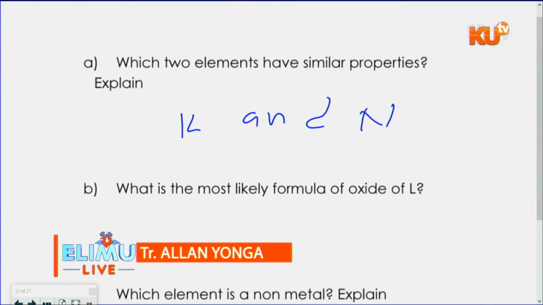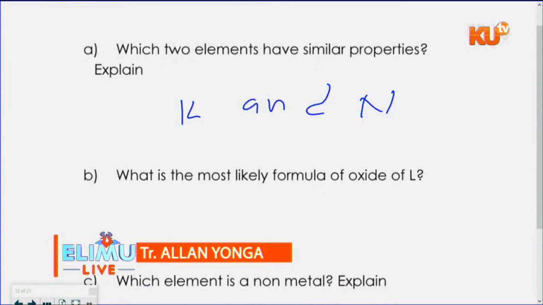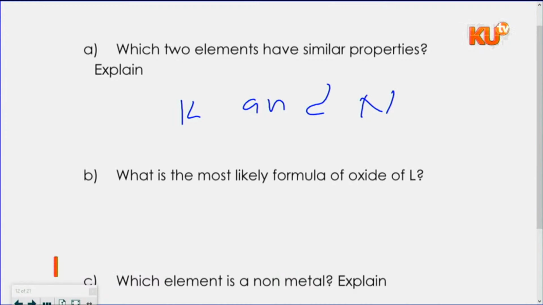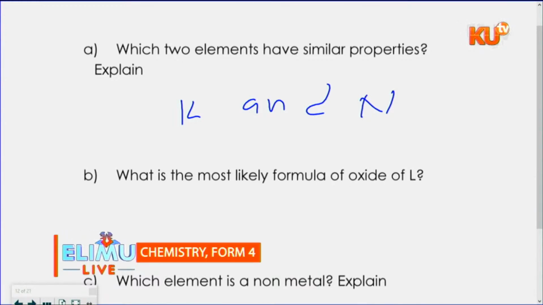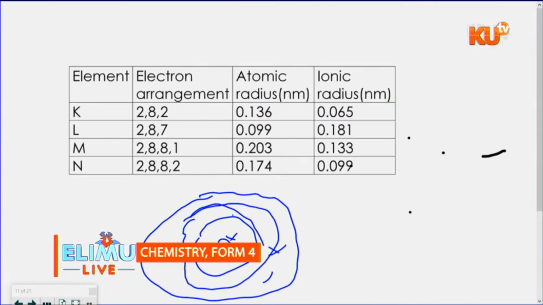Question B: what is the most likely formula of the oxide of L? The explanation for the previous question is that they have the same number of electrons in the outermost shell. That's why K and N have the same properties. This question is related to what I was talking about. So let's look at L. Previously, L had how many electrons in the outermost shell? It had 7 electrons in the outermost shell.